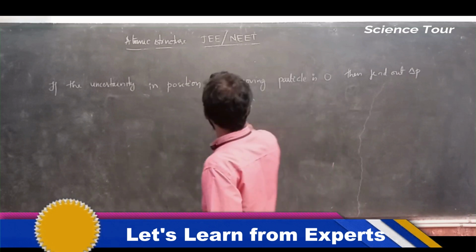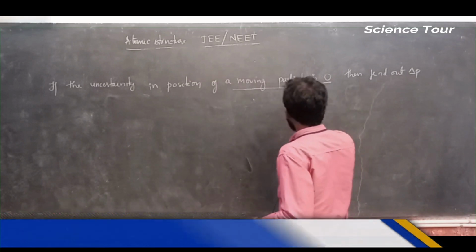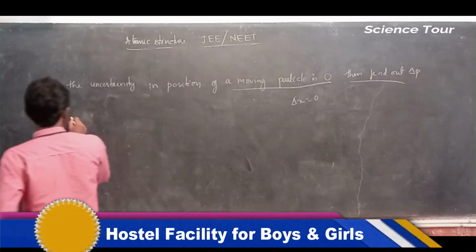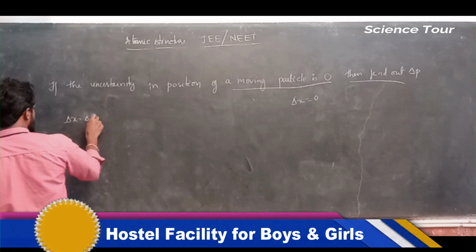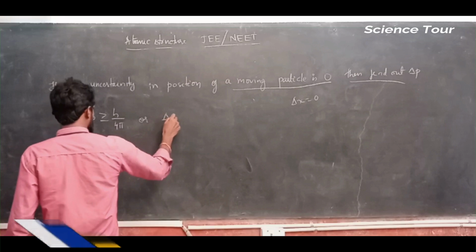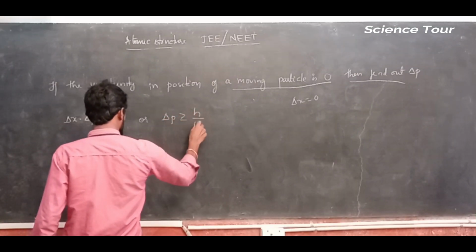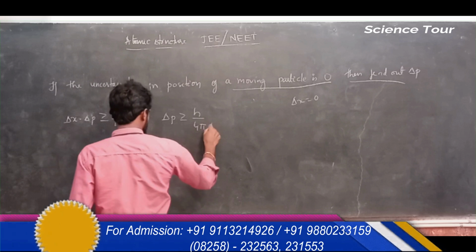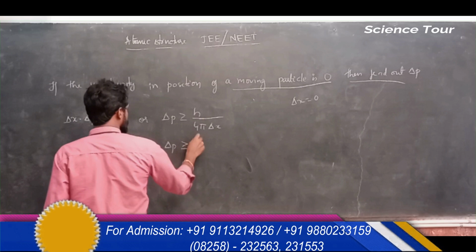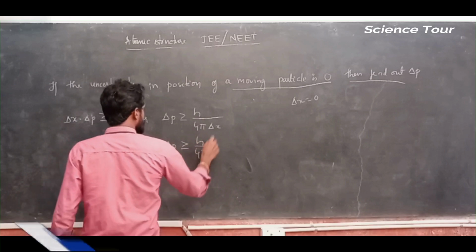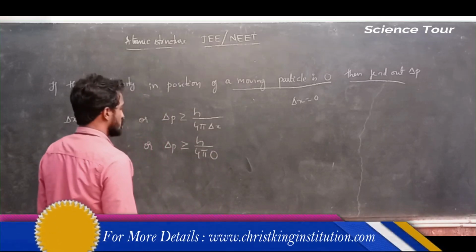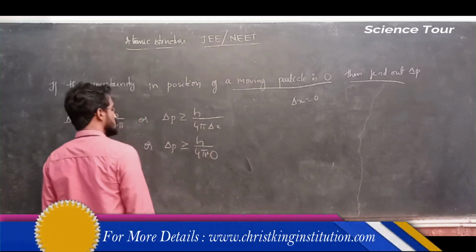My dear students, this is one question. If the uncertainty in position of a moving particle is 0, that means delta x is 0, then find out delta p. How to find out delta p? Formula is delta x into delta p greater than or equal to h by 4 pi. By shifting delta x, you can write delta p greater than or equal to h by 4 pi delta x. Delta x is how much? Uncertainty in position is 0, so the denominator becomes 0.